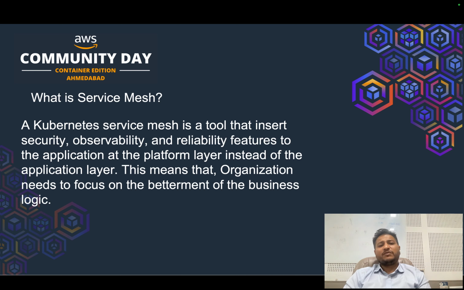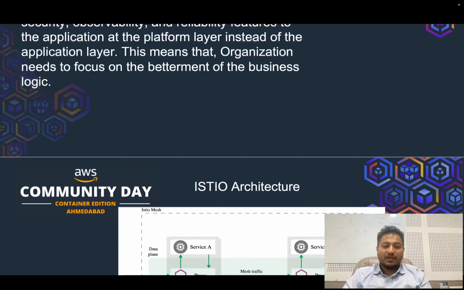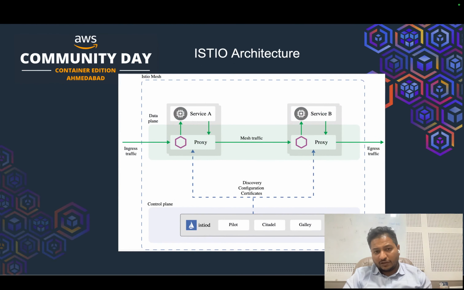So service mesh is just an open source tool that abstracts a certain level of logic at the platform layer, helping the developer to focus on the application code and the business logic. Now Istio is just an implementation of service mesh done by Google, and it is an open source tool that everybody can use and leverage the benefit out of it.